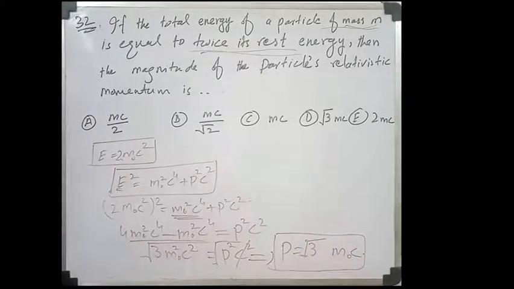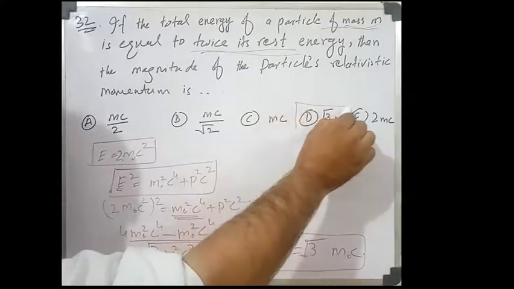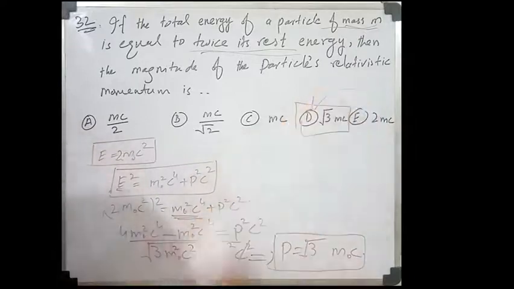If its total energy is twice its rest energy, then this is option D. So option D is the right option in this problem.